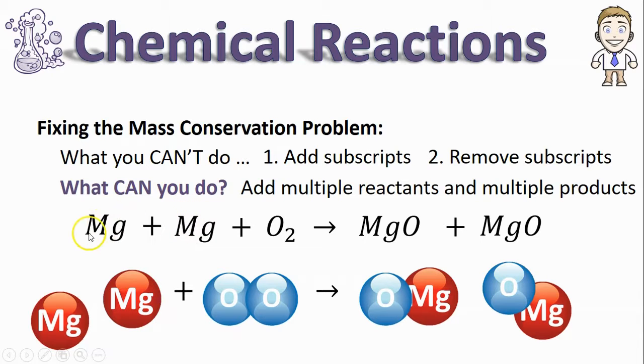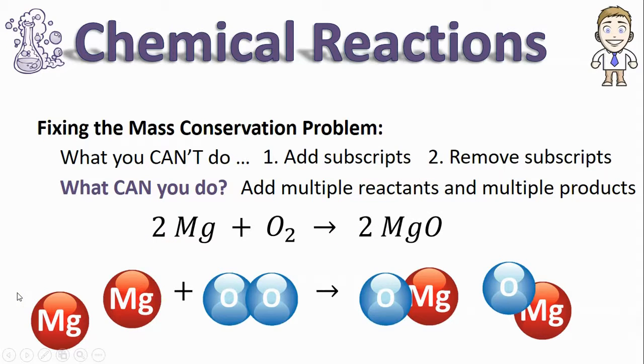The only other step we can take to make our lives even easier is to stop from writing this same symbol twice. We can just write Mg once, but put a big 2 out in front to show that we used 2 of those. Also for MgO, instead of writing that formula twice, just write it once with a big 2 out in front to show that we produced 2 of those.